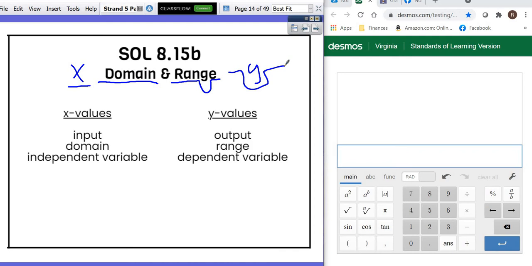So domain is all of your x values. It's also called input, domain, or independent variable. Input and independent start with the same two letters. Then we have y values. They are the output, or the range, or the dependent variable. So sometimes you'll need to know the difference between those.